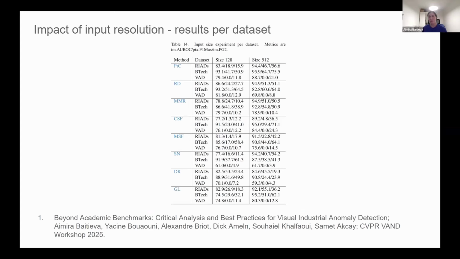And we tested this on different datasets, so we can say larger input size is not always better. It actually makes detection of logical defects worse for some models like RD4AD or MMR. So yeah, you can find more results in our paper.